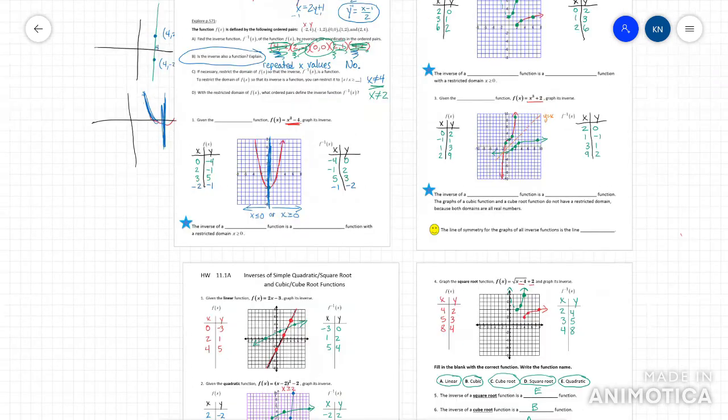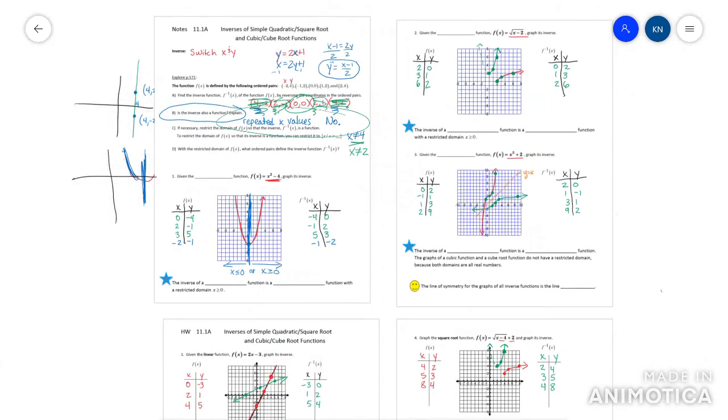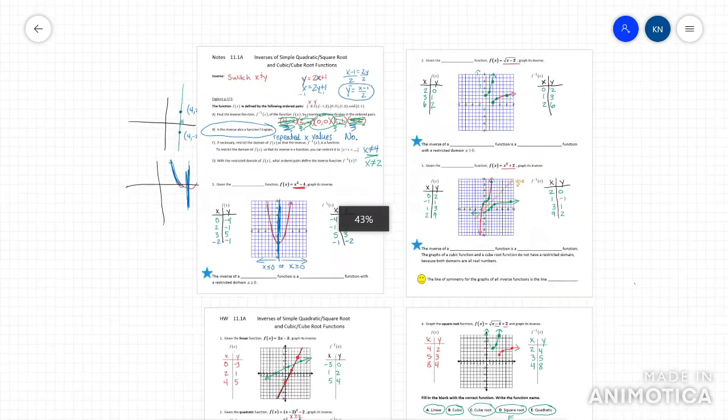If they ask if it's a function or not, look for repeated x values. In terms of restricting your domain, you do that so that you'll still have a function when you do the inverse of it. I think this right here was the best example of that. Basically just chop it in half on the axis of symmetry, or where the vertex is. And so yeah, there you go, inverses.